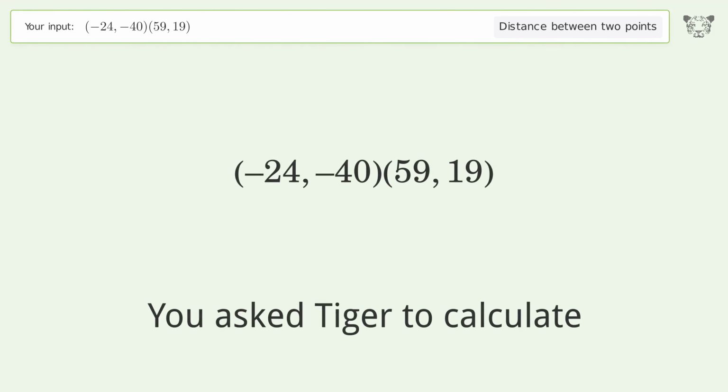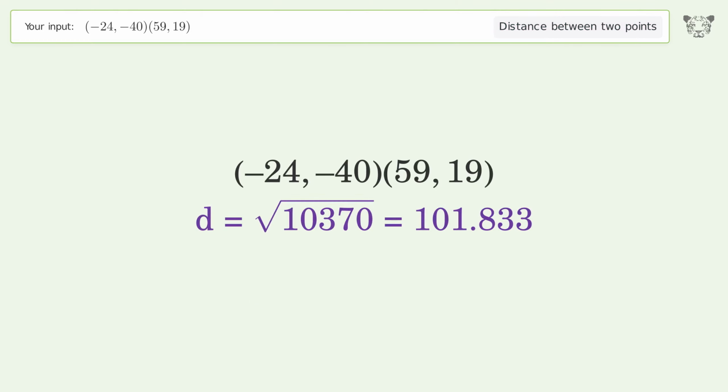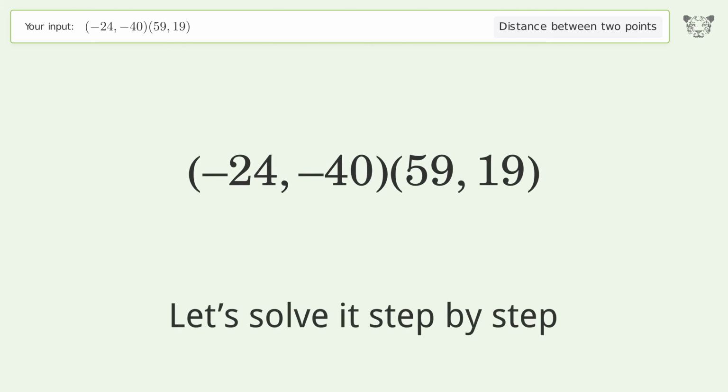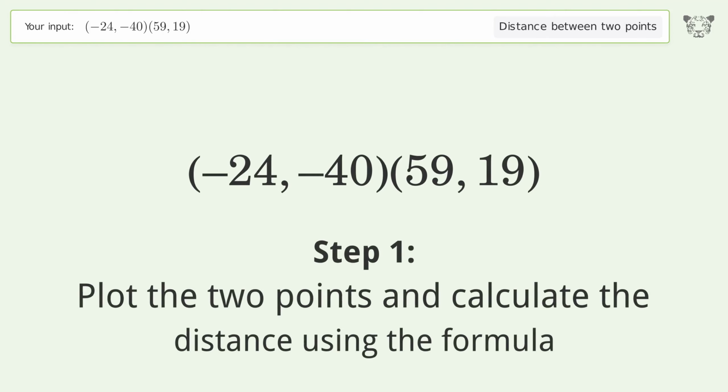You ask Tiger to calculate. This deals with the distance between 2 points. The distance between the 2 points is the square root of 10,370, or 101.833. Let's solve it step by step. Plot the 2 points and calculate the distance using the formula.